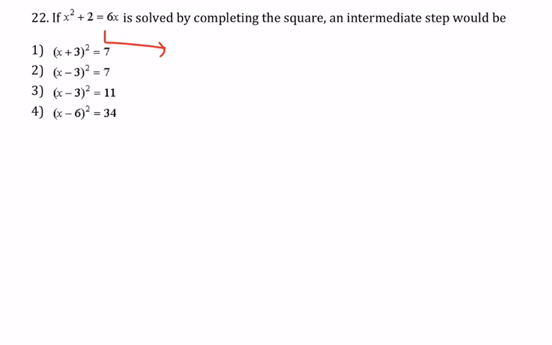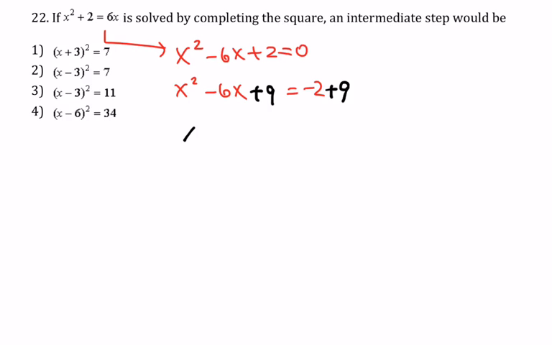Now, in this case, we can rearrange by subtracting 6x from both sides, and then subtracting 2. And we will be adding 9 to both sides. Why are we adding 9? Because when you divide negative 6 by 2, we get negative 3, and squaring that, it becomes positive 9. Then x minus 3 squared on the left side, and on the right side we get 7, which was choice 2.